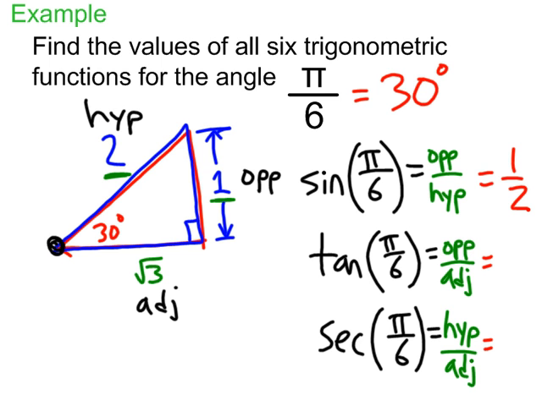Tangent would be opposite over adjacent, so that would be 1 over root 3. I'm not going to insist that you rationalize the denominator. If you leave it as 1 over root 3, that's fine. Finally, secant would be hypotenuse over adjacent. So that would be 2 over root 3. If you want to rationalize the denominator, that's fine. I don't object, but I'm going to leave it like that.